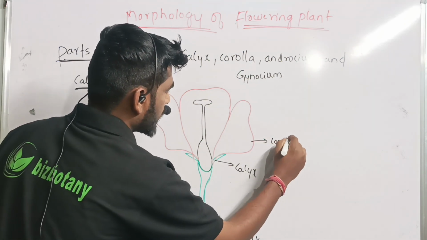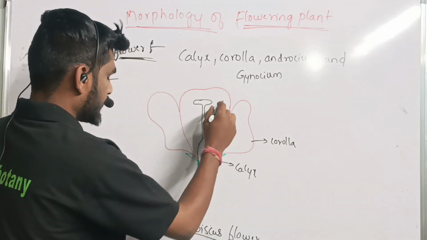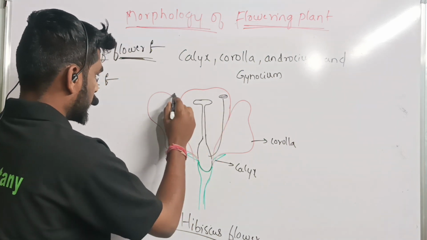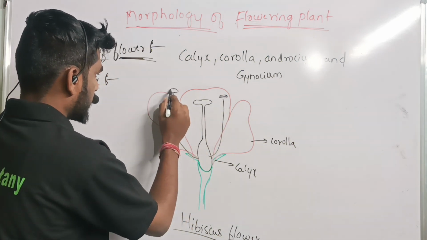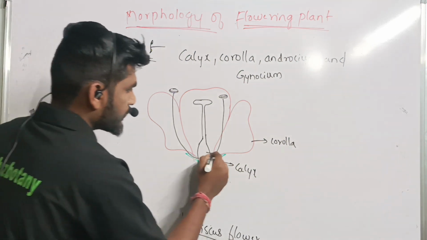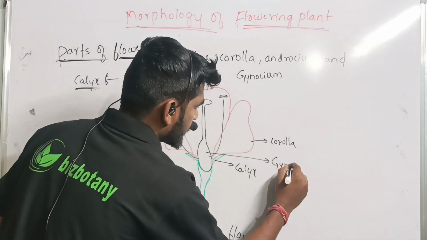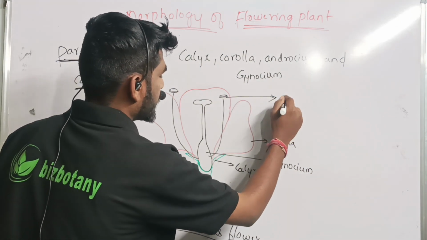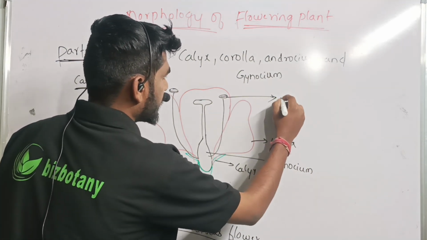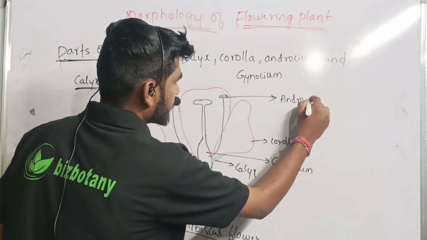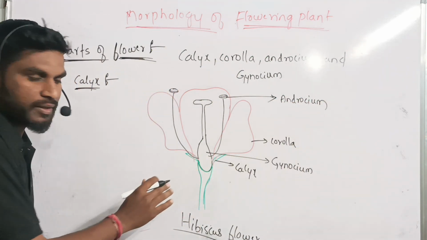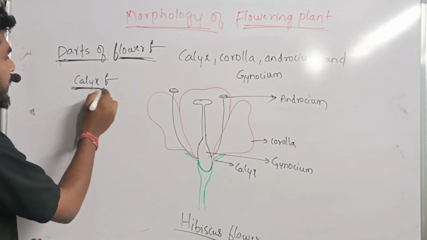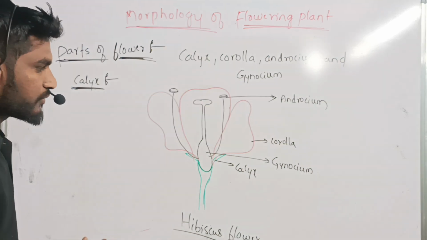This one is a corolla. These are the androecium part, and this one is a gynoecium. The complete stamen and filament we call an androecium, and this one, the female reproductive structure, we call the gynoecium. First we need to understand about a calyx, that is a part of the flower.